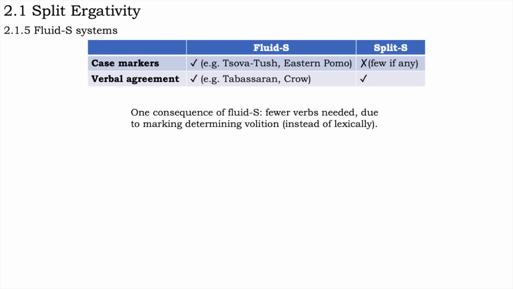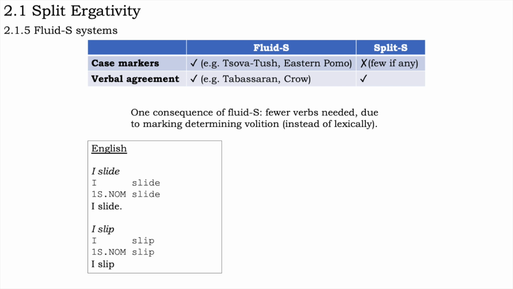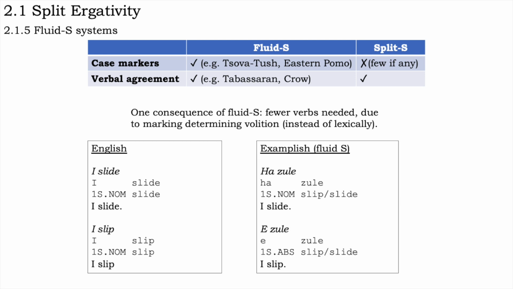One intriguing consequence of fluid S marking is that a lesser number of verbs may be needed due to the existence of pairs of verbs which only differ in volition. For instance, English has two words, slip and slide, which have the same meaning but differ in volitionality. I'm in control for slide, but not for slip. However, languages like Tsovatush and Eastern Pomo need only one verb encompassing these two meanings. A sentence like, I nominative, slip slide, would mean I slide, whereas I absolutive, slip slide, would mean I slip.